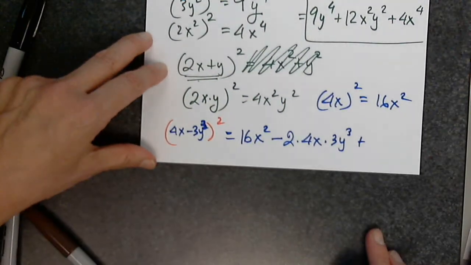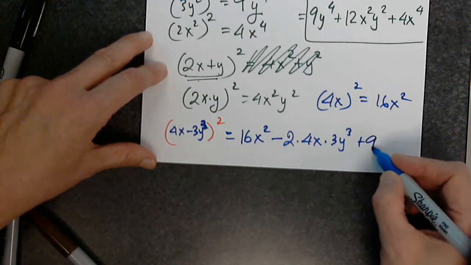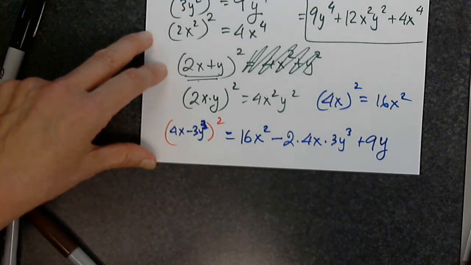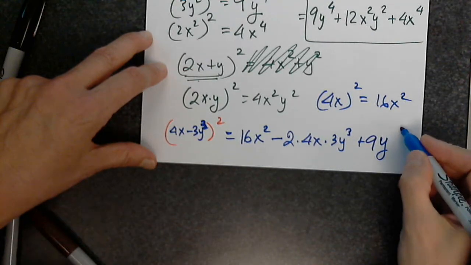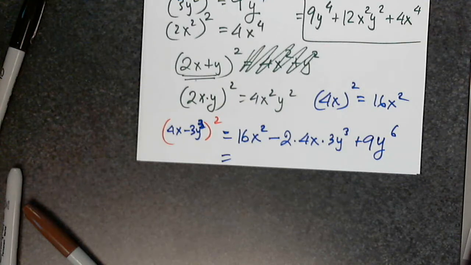Please square for me 3y cubed and tell me what you get. 9. Copy the base. What do we do with the exponents? Very good, which is 6. Now we have to take care of the middle term. So simplify it for me and tell me what to write.